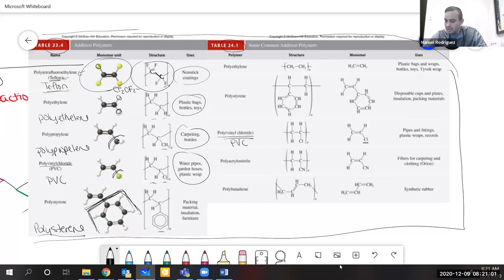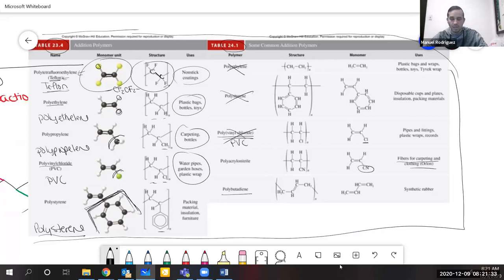The polyacrylonitrile, this compound with the nitrile, is not in the first table. This is what we use for diapers. This is all the things here, but it's used partially for diapers. This one, polybutadiene, is also new. And polyethylene is actually repeated because it's here. So out of the second table, there's only two more polymers that you need to know.